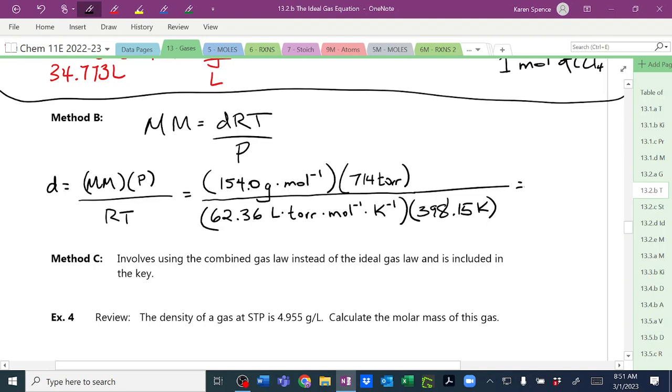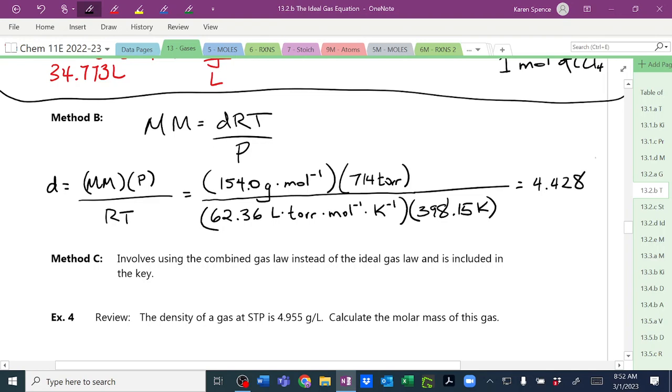You can see how that's a little faster, maybe. It just saves you a little bit of work. So we have 154 times 714 divided by 62.36 divided by 398.15 equals, and we get 4.428, which is what we got before.